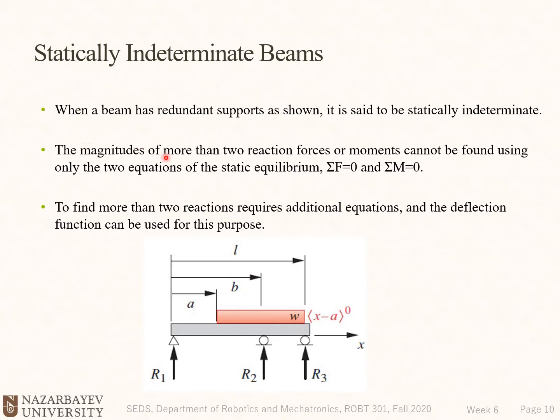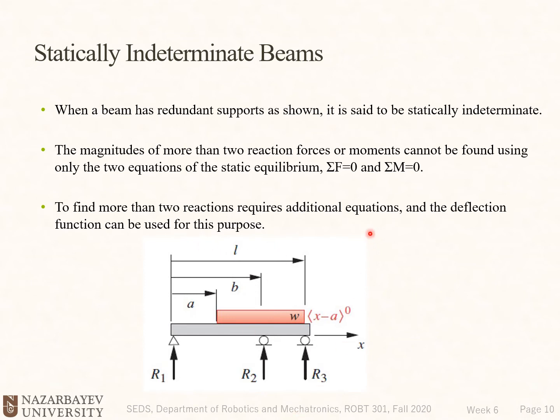The magnitudes of more than two reaction forces or moments cannot be found using only the two equations of the static equilibrium, sigma f equal to 0 and sigma m equal to 0. Okay, so in indeterminate beams, we cannot only use these equations. We need also extra equations. To find more than two reactions requires additional equations, and the deflection function can be used for this purpose.